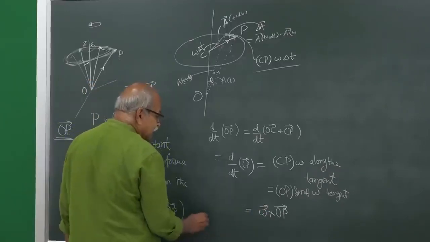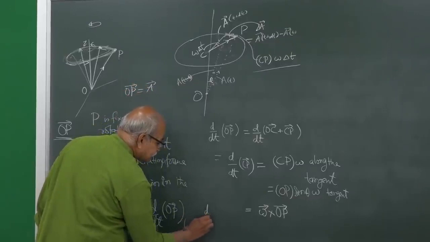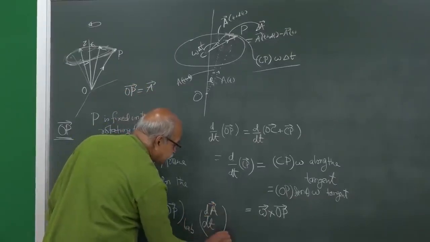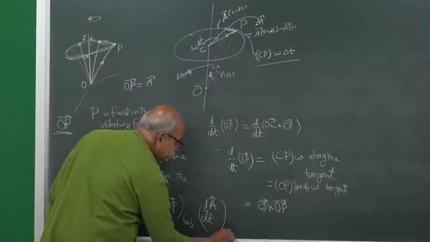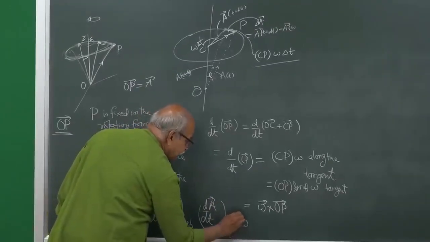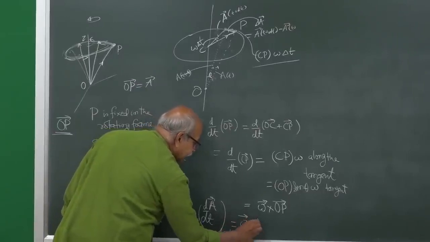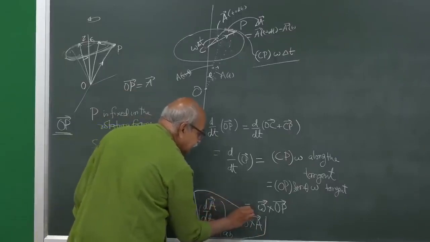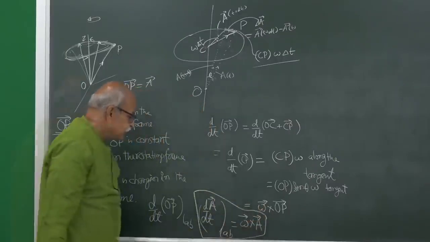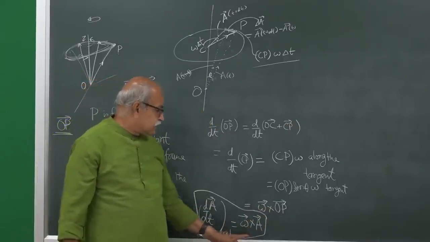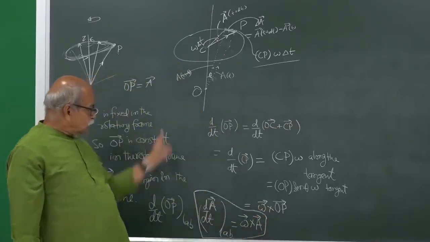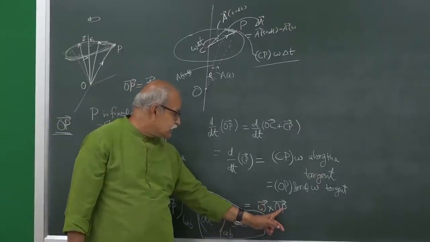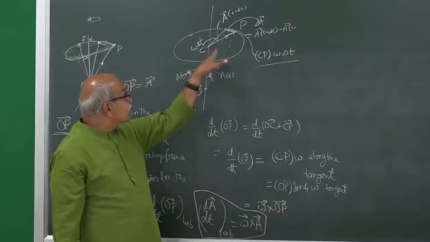and therefore, what you can write is d/dt of vector A in the lab is equal to omega cross A. This is an important relation, we will take it from here. Now, you can go through this derivation again and convince yourself that the direction of omega cross OP is also along that tangent.